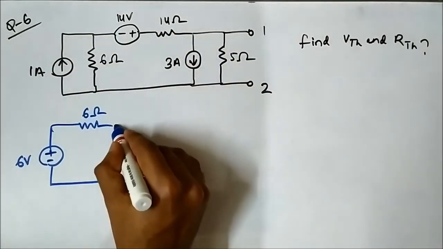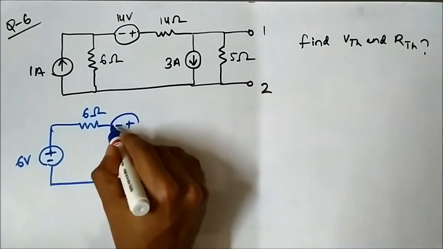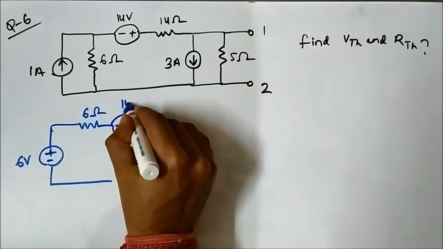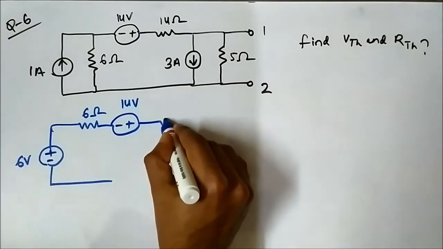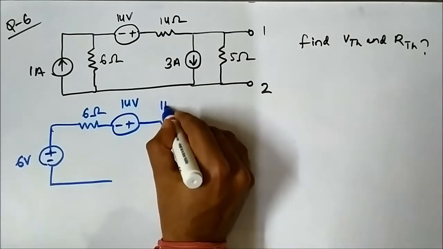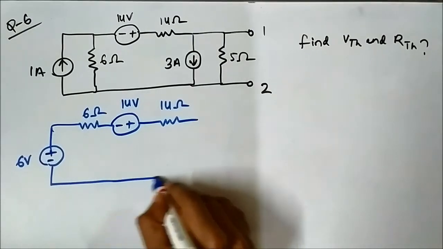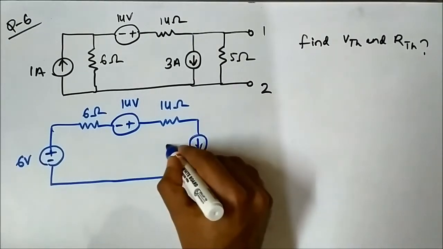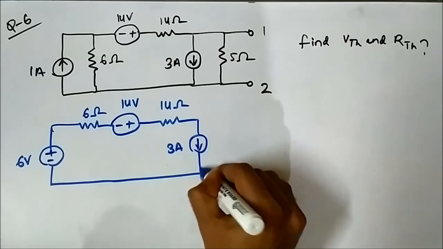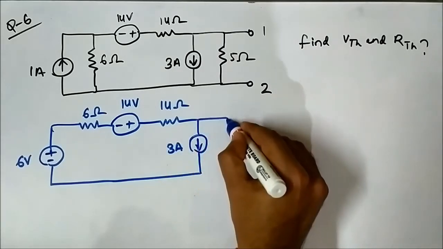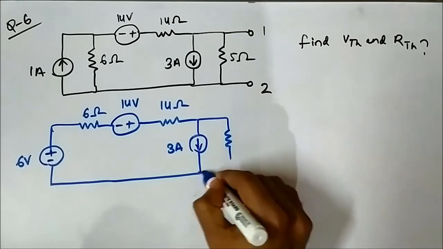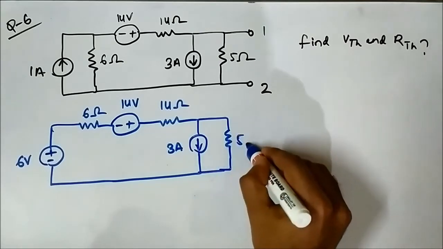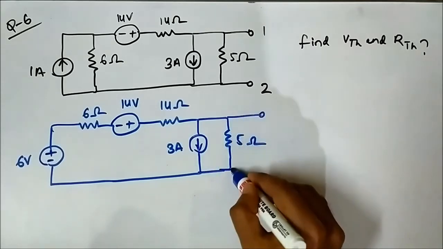Then as usual, minus plus, this is 14 volt, this is 14 ohm, then 3 ampere, and then 5 ohm. 1, 2.